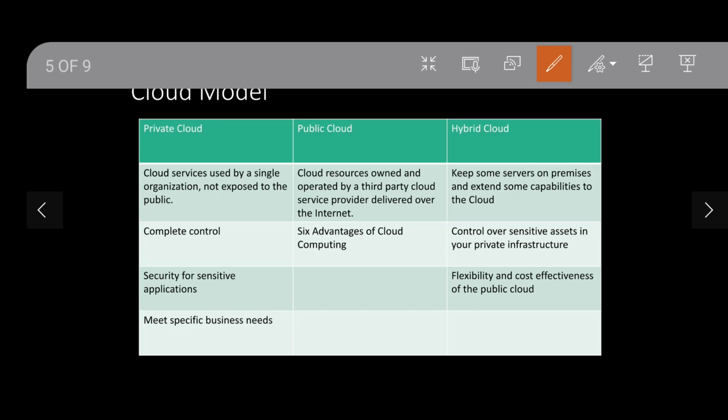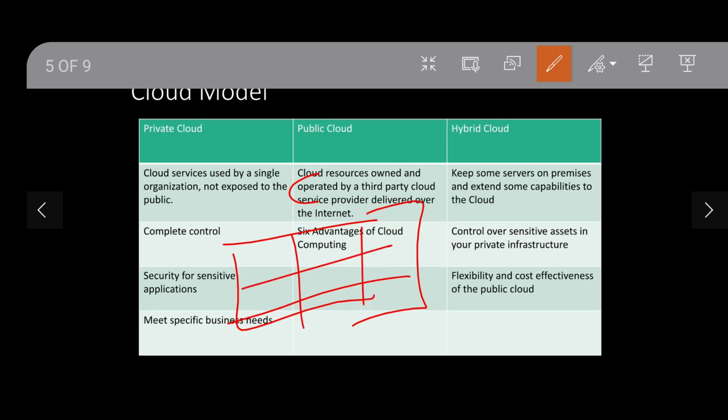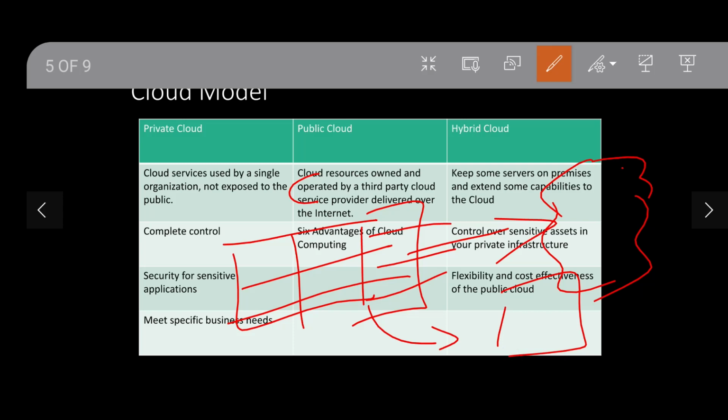So basically, think you have a company where you have the banking details. This banking detail should not be viewed by the customers. This cloud platform should not view the banking details, but this bank is also hosting a website. So for hosting a website, it will use public cloud, and for storing data, it will use private cloud. So this is the combination of private as well as public cloud. That we call hybrid cloud.